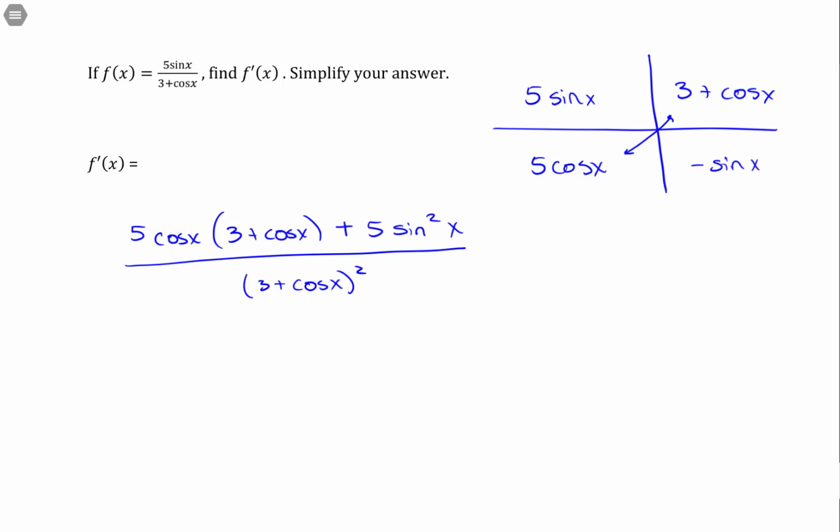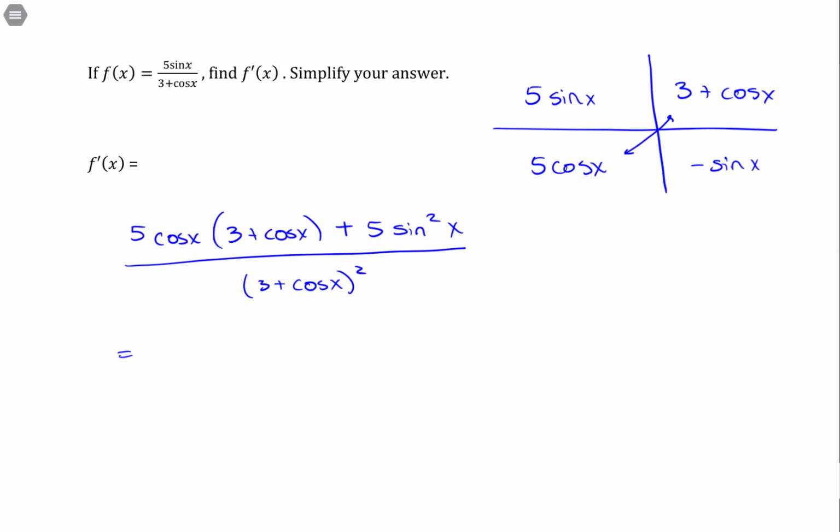And this is a perfectly fine answer. You could leave it here. I do believe there is some simplification that we could do. And any simplification you do makes it easier to type your answer into the answer box. So let's go with it here.